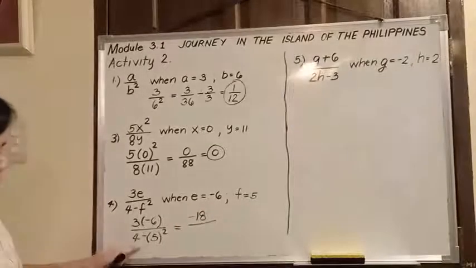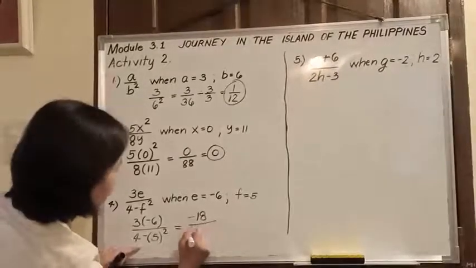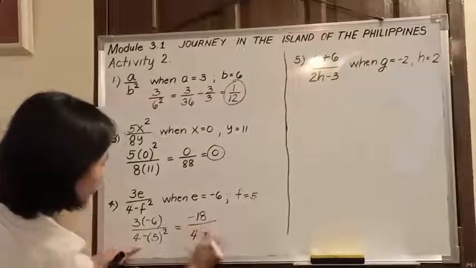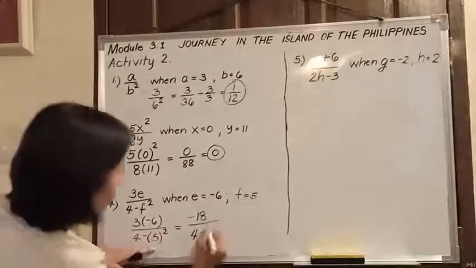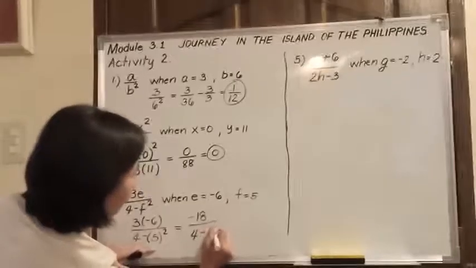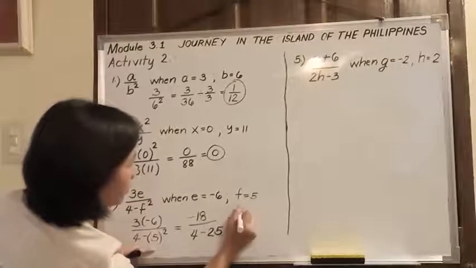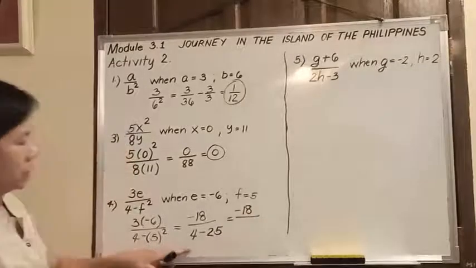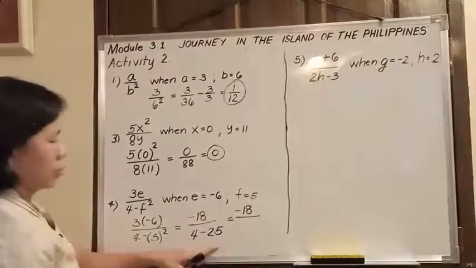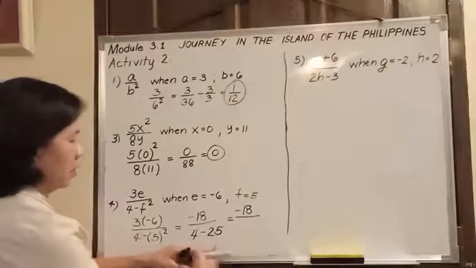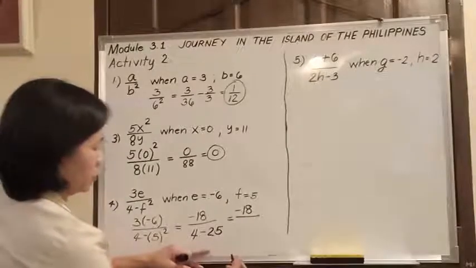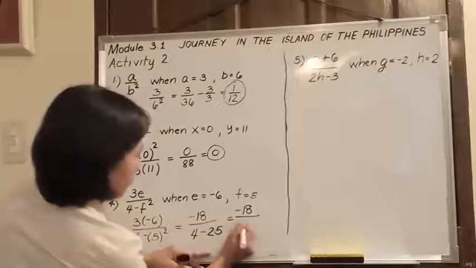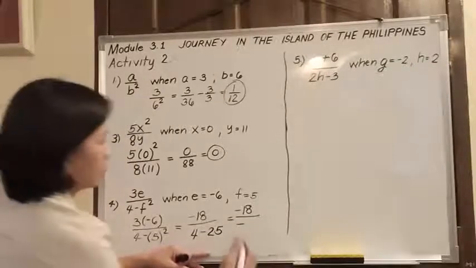How about the denominator? We bring down 4. Then minus the square of 5. 5 times 5 is 25. Therefore, we have negative 18 over, what is 4 minus 25? Subtract. Sign of the bigger number is negative. So, it should be negative 25 minus 4 is 21.